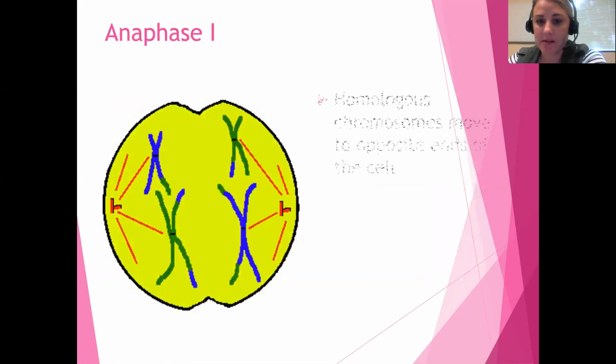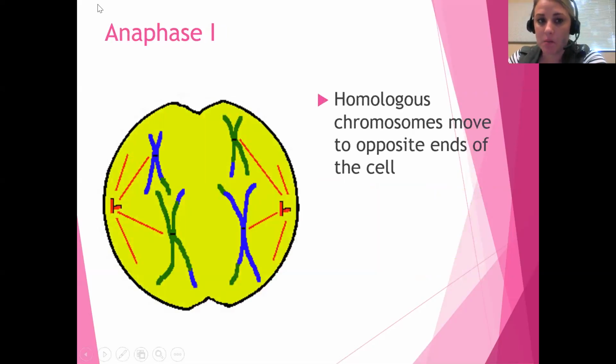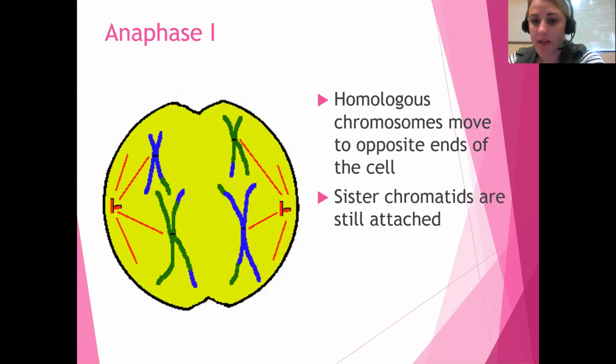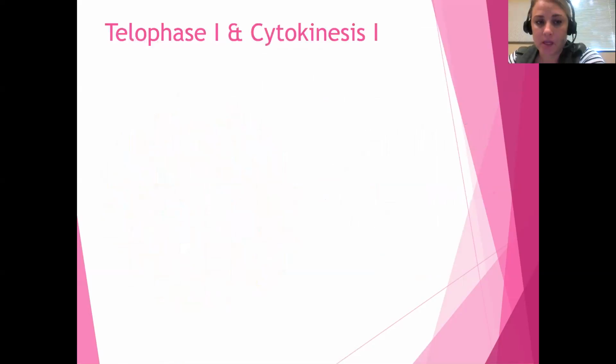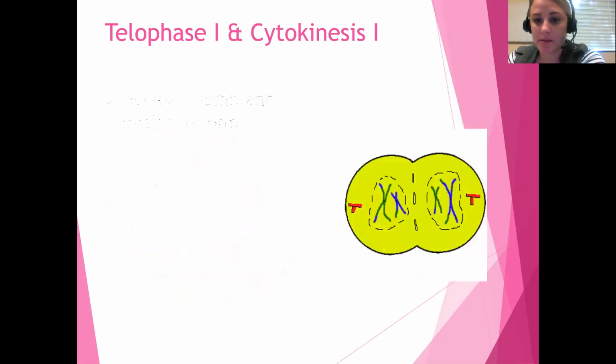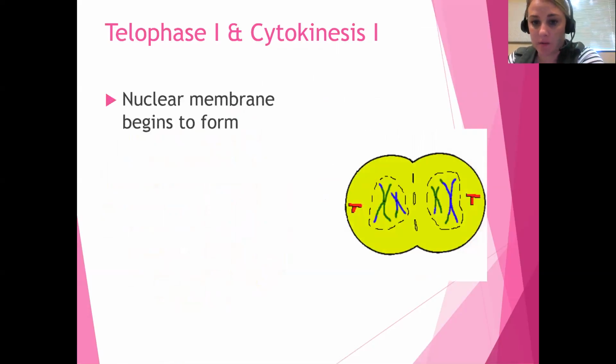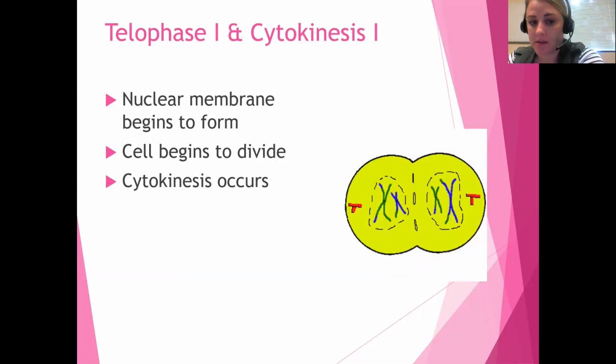Then we see anaphase. Your homologous chromosomes are going to move away again. Remember, they're going to be attached to the centriole with the spindle fiber to the centromere. They're going to move away. Again, the sister chromatids are still attached. Now we're at the end of meiosis one. So telophase and cytokinesis. So that nuclear membrane is going to form. That DNA is going to start to uncondense. And as it heads into cytokinesis, that cell is going to divide.